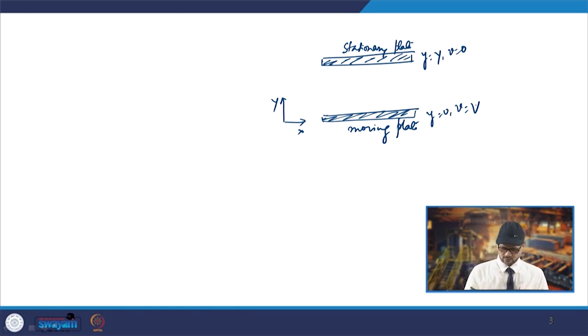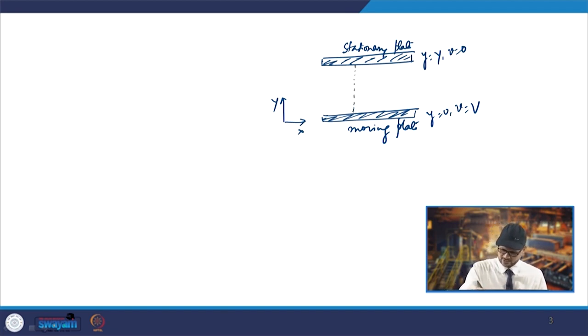If you assume that there is no slip in this case, then the layer of fluid will start moving with the velocity v. In between there is fluid, so once you are moving it, the fluid which is in contact with this moving plate will also start moving with velocity v.